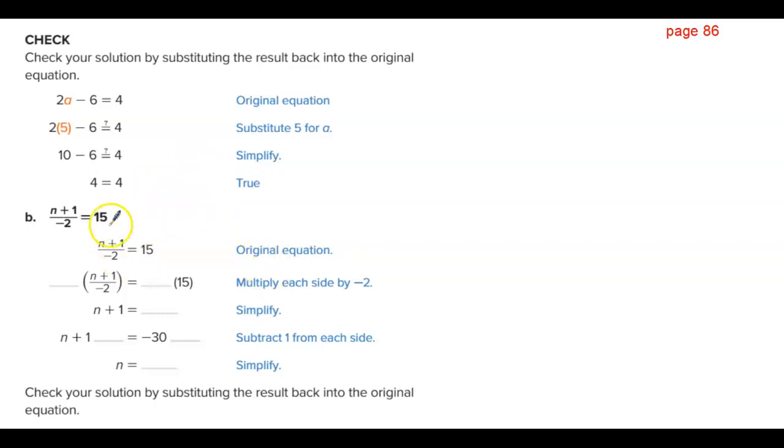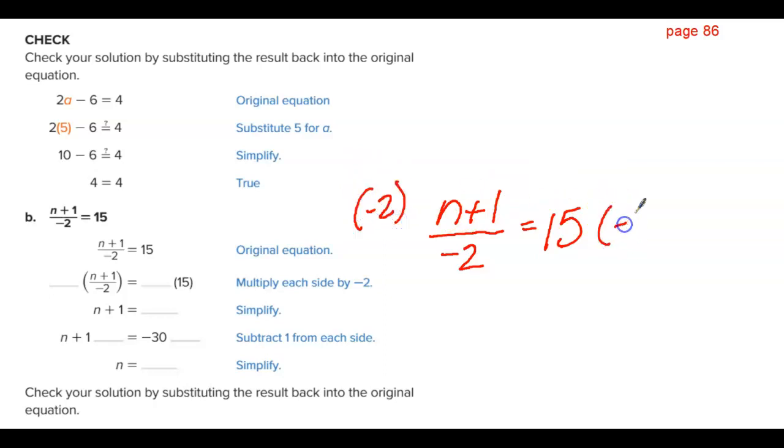All right, so for b, this is a different format. n plus 1 is being held hostage by this negative 2 in the denominator. So whenever we see a problem that looks like this one, our first step is going to be a little different. Our first step is going to be to multiply both sides by negative 2. If we multiply both sides by negative 2, what happens is we get rid of this heinous looking fraction over here, and the n plus 1 is finally free from it.